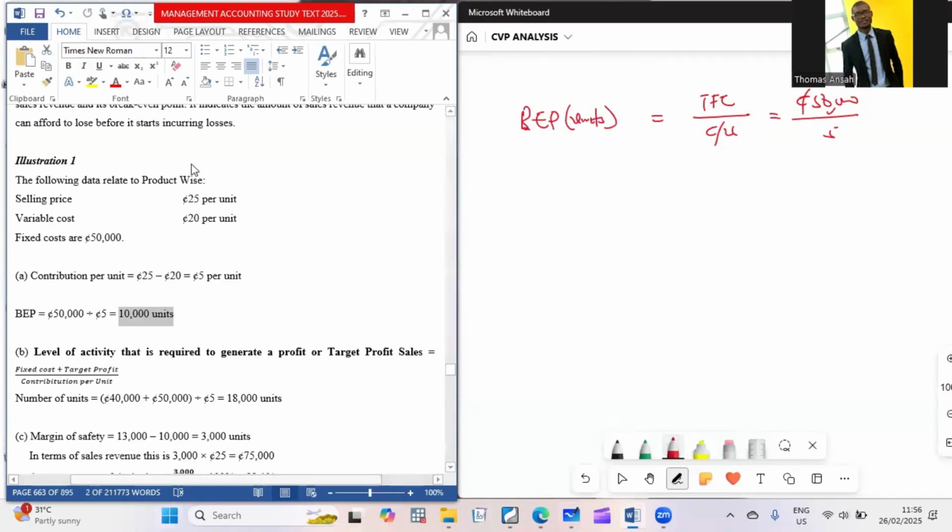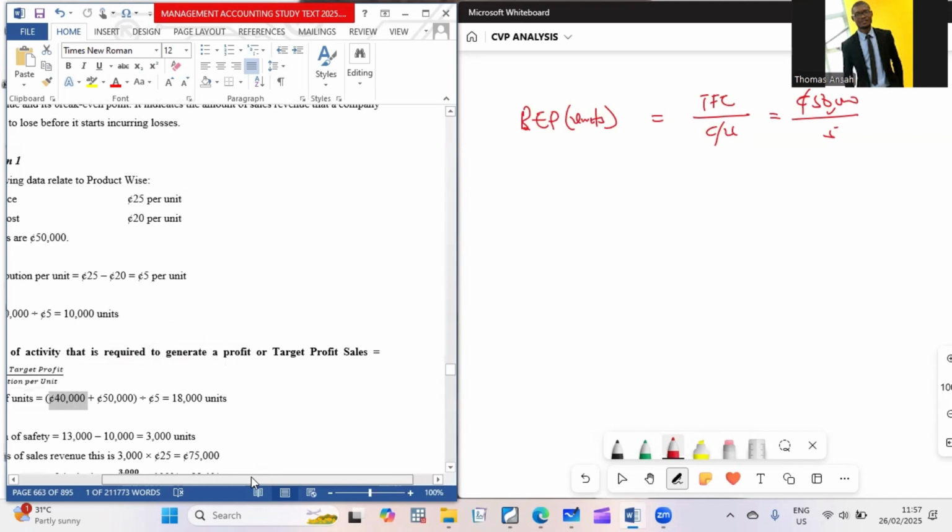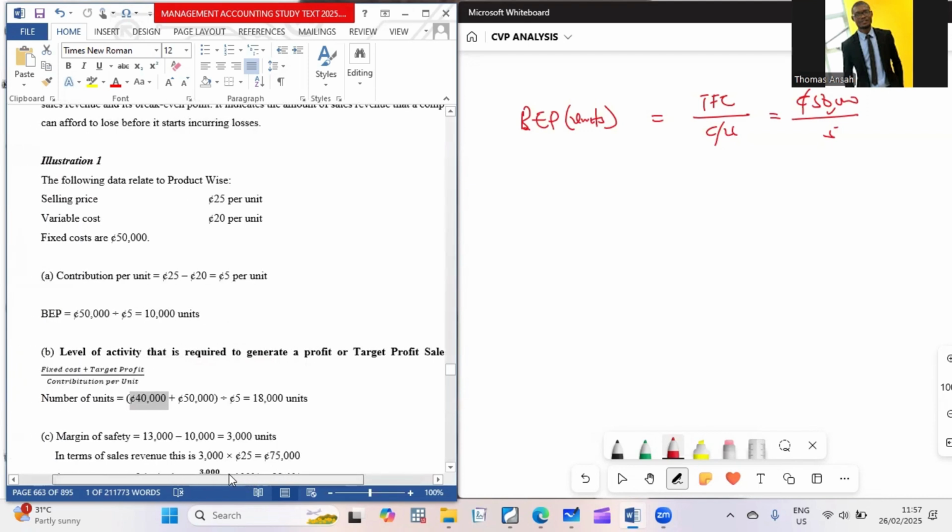Let me make sure you see everything. Now, B says the level of activity required to meet the target profit. In these cases, the examiner should give you the target profit. Assuming that the target profit is 40,000, then you can slot it in. So if you are given the target profit, you just put it in and go ahead and do it.